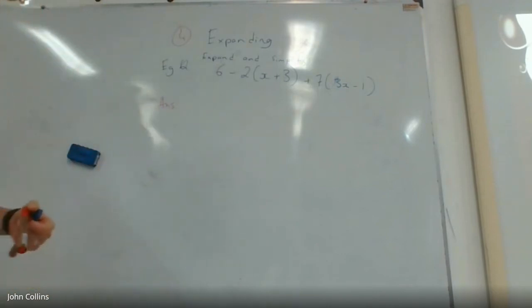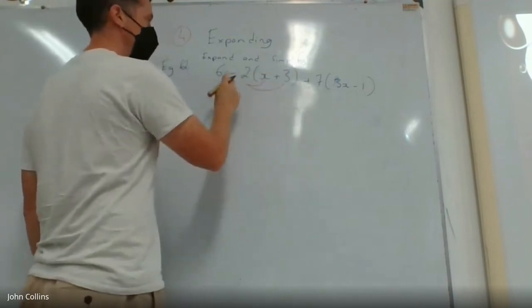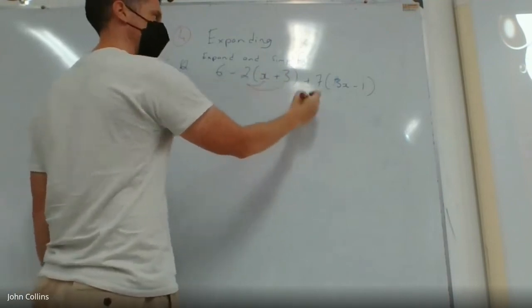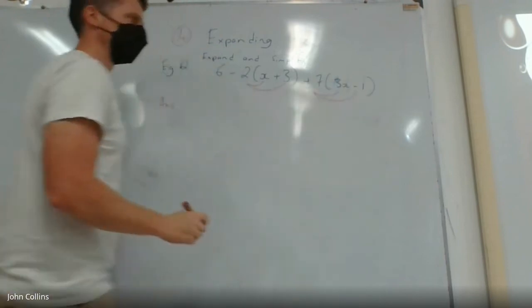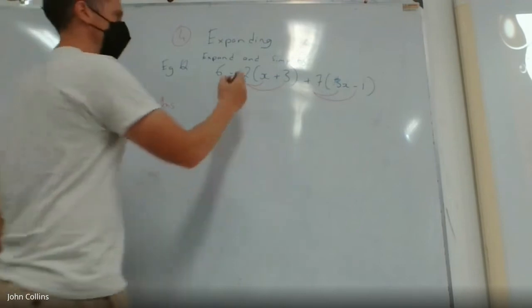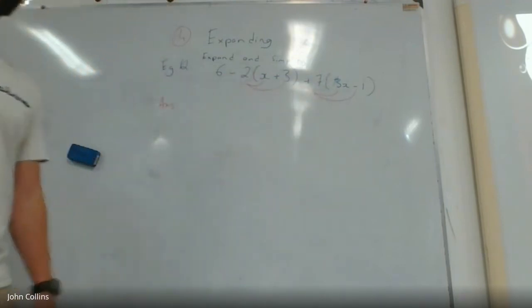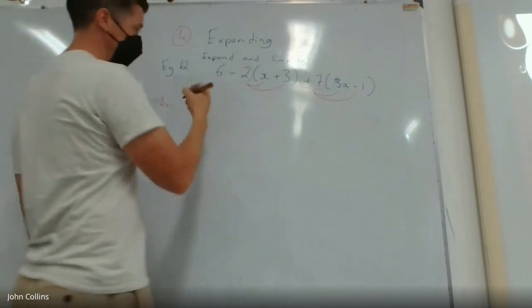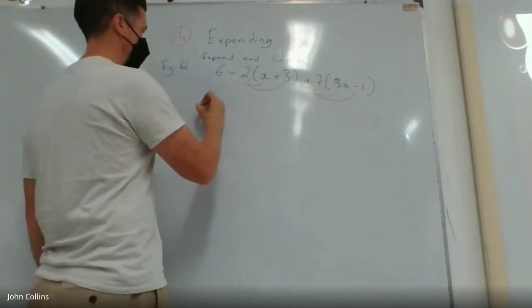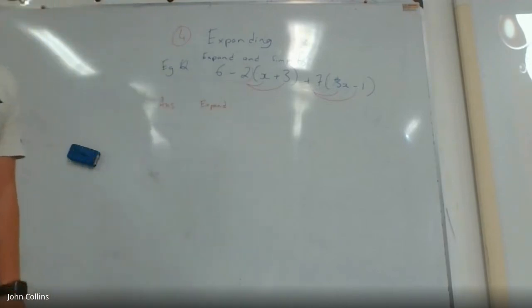So my next step would be to expand, which means multiplying this -2 into the brackets and this +7 into the brackets as well. Remember to take the sign. So I'm multiplying by -2, +7. The very first thing I'm going to write down is when I expand, and this is using the distributive rule, but that word won't come up in the exam, but this is what you're doing.